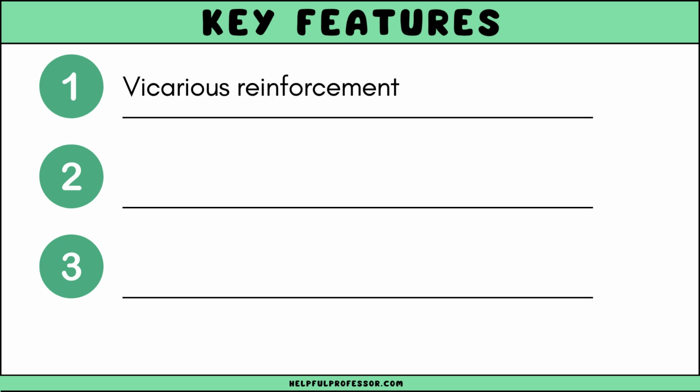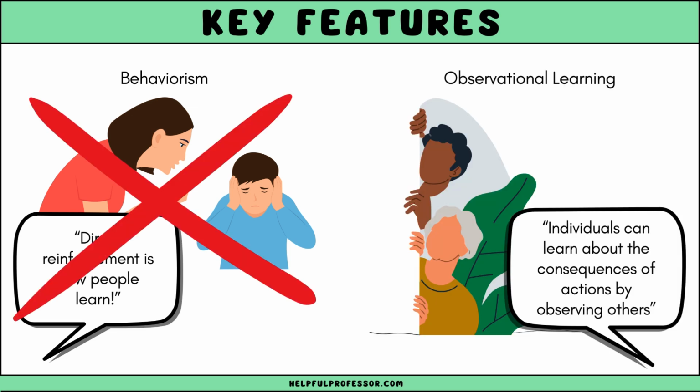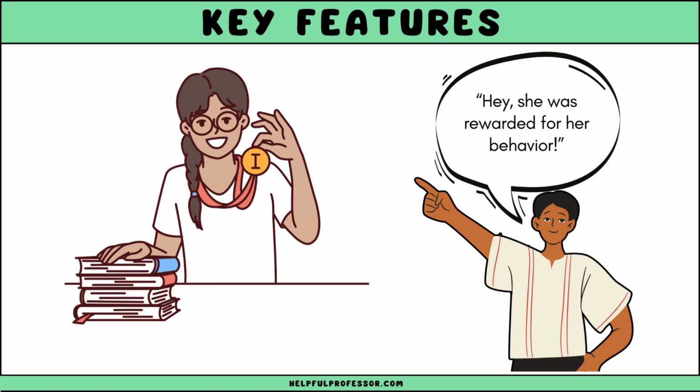First, observational learning is distinct in its emphasis on vicarious reinforcement. Unlike traditional learning theories that focus on direct reinforcement, observational learning highlights that individuals can learn about the consequences of actions by observing others. If the observed model is rewarded for a behavior, the observer is more likely to imitate that behavior, anticipating similar rewards.